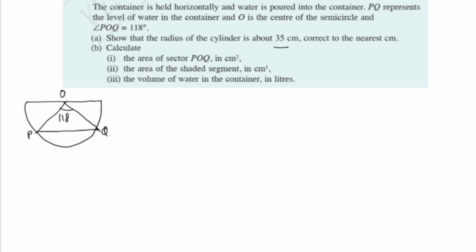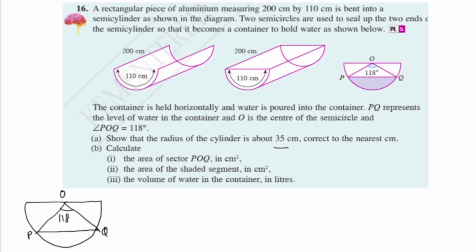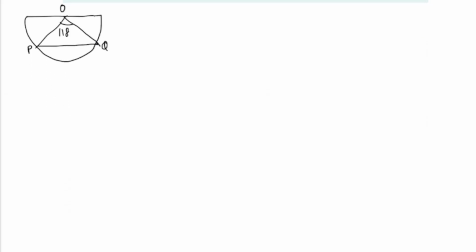35. If you go back to the question, you can see here the length of this semicircle is 110, right? So we know the semicircle is pi r, maybe I just write pi r is 110. Use your calculator, 3.142. 110 divided by 3.142, you should get 35. Nearest integer. Or just write show.